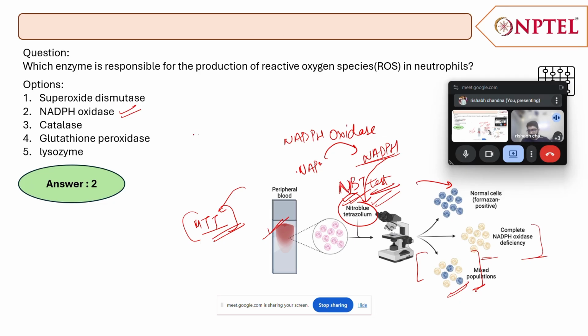So NBT is the nitroblue tetrazolium test and MTT is based upon the methyl tetrazolium assay. Okay, so this is the methyl tetrazolium test. The dye that we use here is basically dimethyl thiazolyl diphenyl tetrazolium, which is a pink color dye. Okay, so this is for MTT.